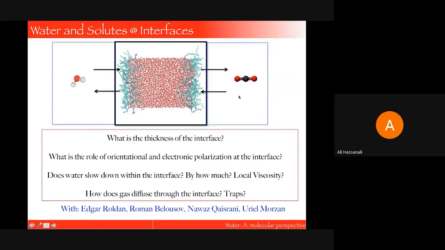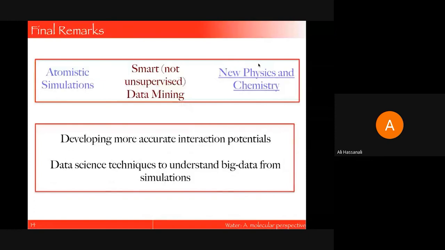Can one measure a local viscosity, for example, that can be used in continuum type models like the ones that Ali Naji was talking about, as well as Ali Rajapur? And finally, if you've got solutes like water or gases that are moving through the interface, how do they diffuse through? And are there traps that affect the diffusion? This is an interdisciplinary, joint collaboration with the people that I've listed on the bottom. I'd be interested to hear some of your thoughts on addressing these types of questions. I'll end with this slide here.